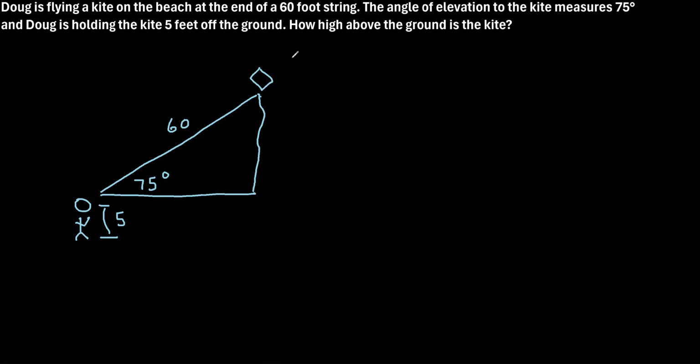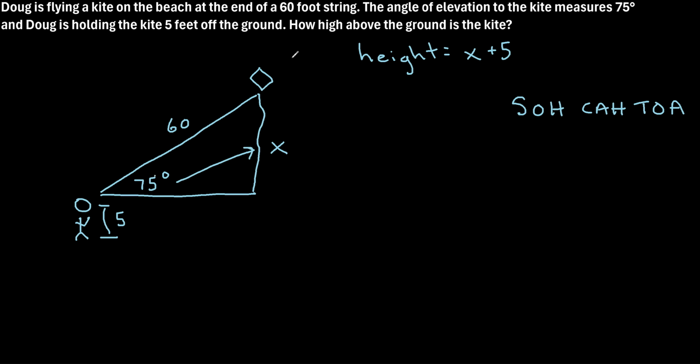Well, if we call this distance from Doug's hand to the top of the kite x, the height of the kite is going to be, let's write height is whatever x is plus 5, since Doug is holding it 5 feet off the ground. So we just want to focus on this triangle right here. We want to solve for x, and at the very end we'll just add 5. So once again, if we think about our SOHCAHTOA acronym, which describes how to calculate sine, cosine, and tangent of angles, if this 60 is our hypotenuse, then it looks like the x is the opposite of our 75-degree angle.